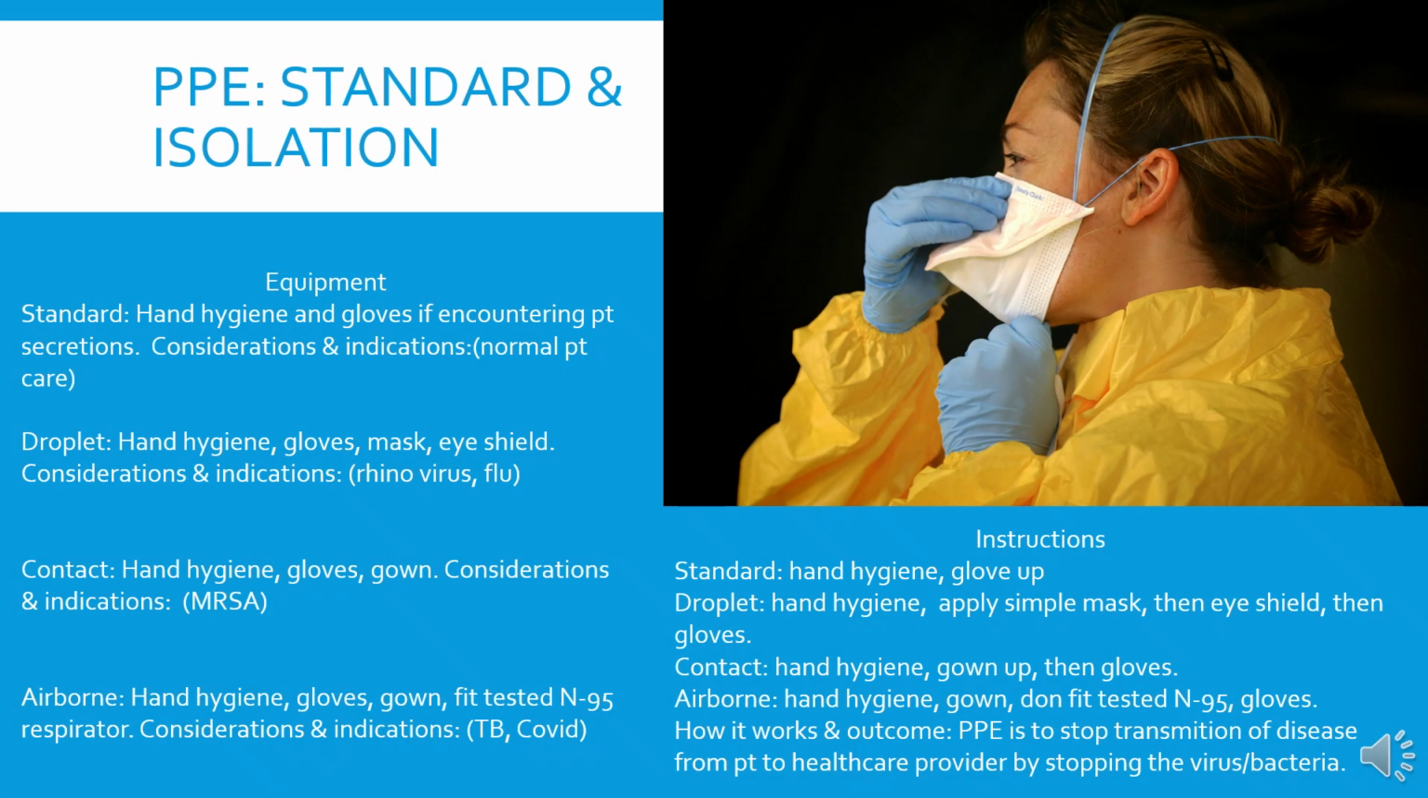PPE, standard and isolation. So a couple equipment for PPE. Standard PPE consists of hand hygiene and gloves if encountering patient secretions. Droplet: hand hygiene, gloves, mask, and eye shield. Contact: hand hygiene, gloves, gown. Airborne: hand hygiene, gloves, gown, fit tested N95 respirator. This one you want to look out for like TB or COVID.